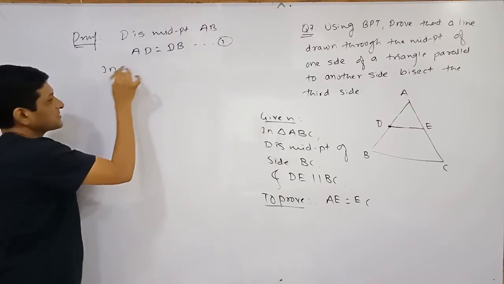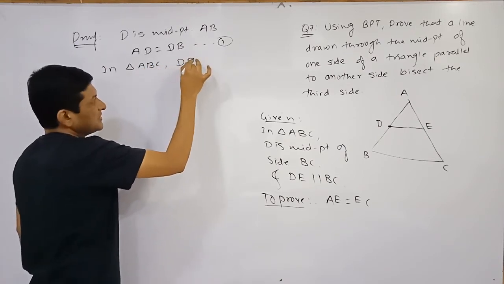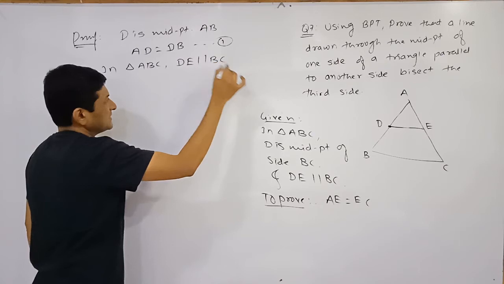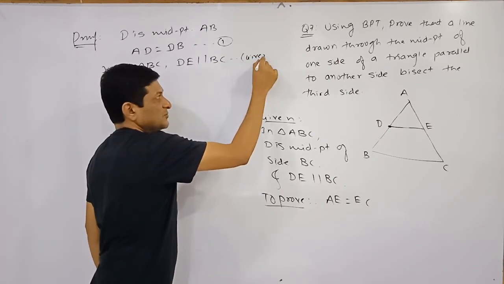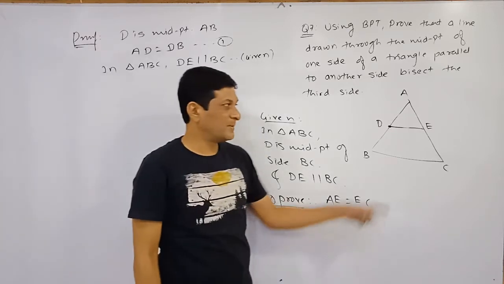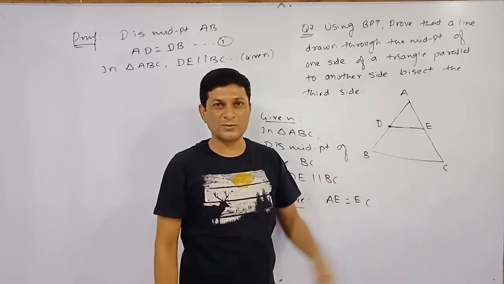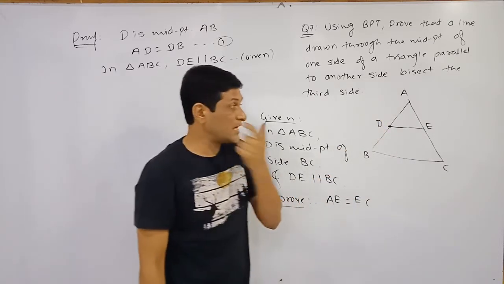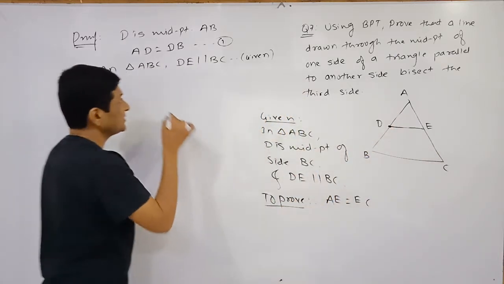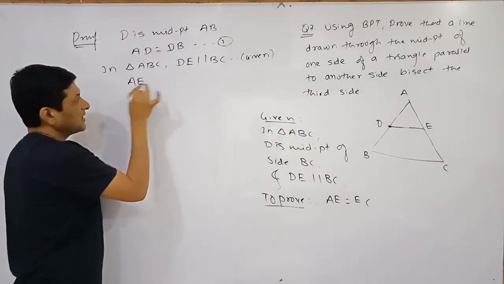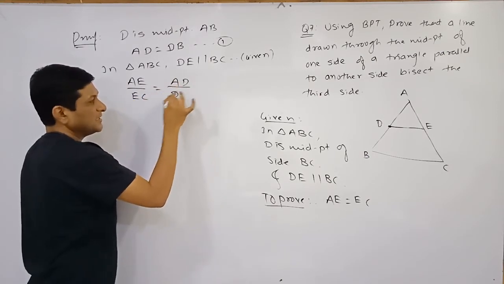Now we are considering this triangle. In triangle ABC, it is given to us that DE is parallel to what? BC. Since DE is parallel to BC, it is given to us, that's why we are able to apply BPT. If a line is drawn parallel to one side of a triangle, then it divides the other two sides in equal ratio. Means which two ratios are equal? AE upon EC will be equal to AD upon DB. So here what result will we get? AE upon EC will be equal to AD upon DB.